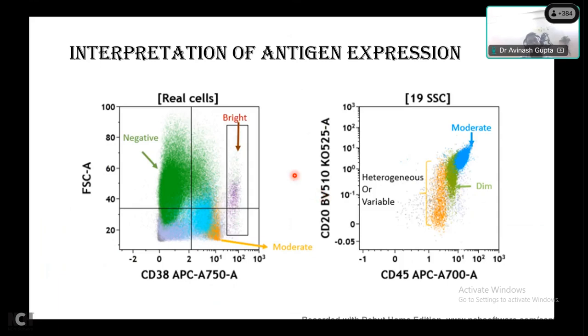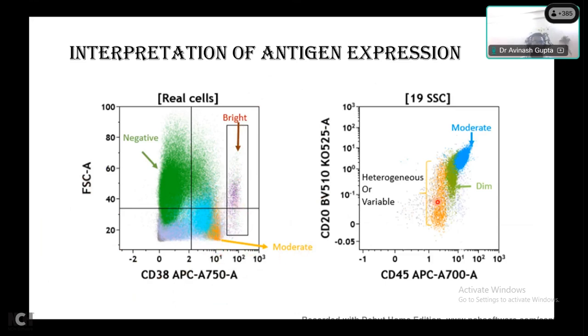I talked about the strength of antigen. That will tell you what the population is. If you see this plot, this is CD38 versus side scatter, with side scatter on the y-axis. The population is divided into three or four zones. The population which is bright for CD38 is your plasma cell. The population which is moderate is your hematogones.